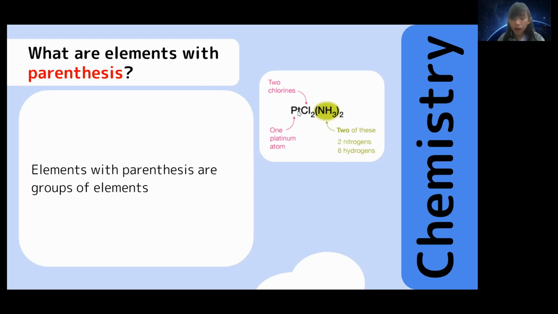So we've got 1 platinum atom, this itself, and 2 chlorines because of the 2 at the back. And then there are 2 versions of this. The reason why it says 2 of these is because of this small subscript over there. We've got 2 nitrogens over here, and 6 hydrogens, because there are 3 hydrogens inside and 2 outside, so you times it by 2, so you get 6 hydrogens.